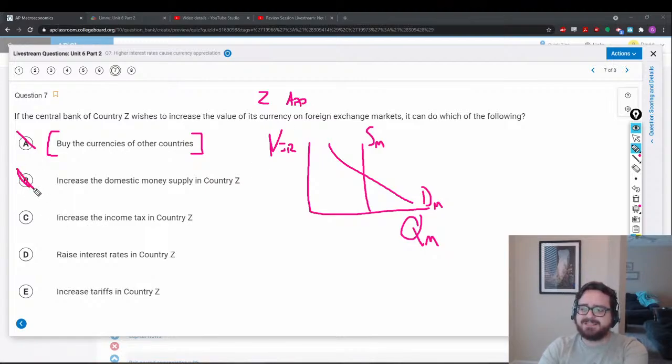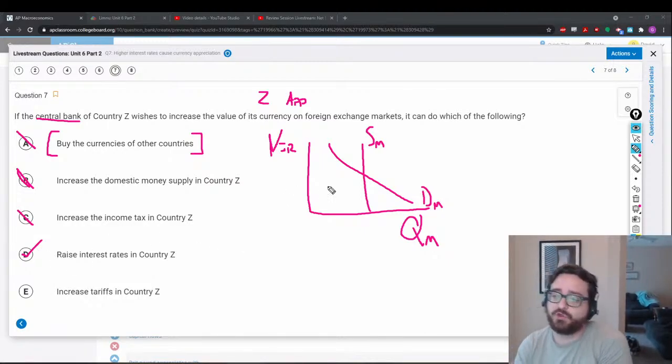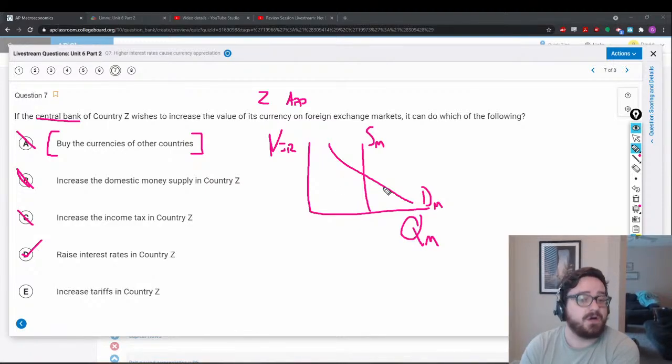Increasing income taxes, well, one, the central bank can't do that. That's not their power. It's the government that controls that part. Raise interest rates. Okay, we said lower interest rates aren't helpful, so raising them probably would be. And it's true. A higher interest rate would get people to want to invest more in your country internationally, so that would get your currency to appreciate. So that would work, and they can raise interest rates. It's through changing the money supply that they do that, but they are changing interest rates, so that's possible.